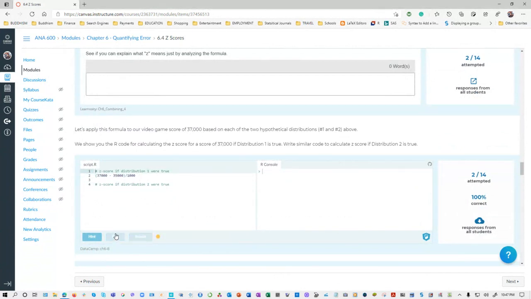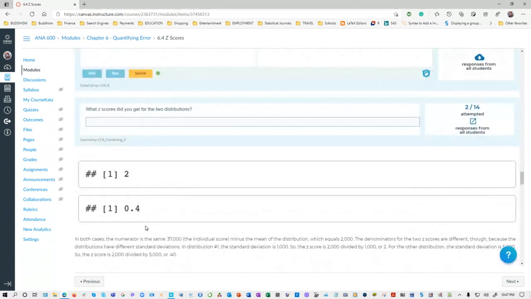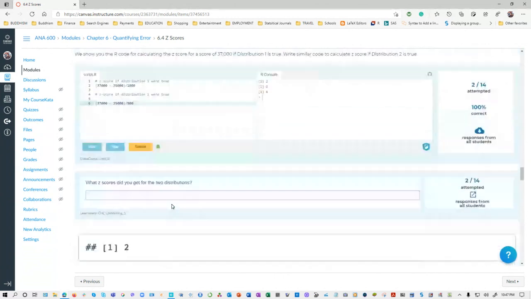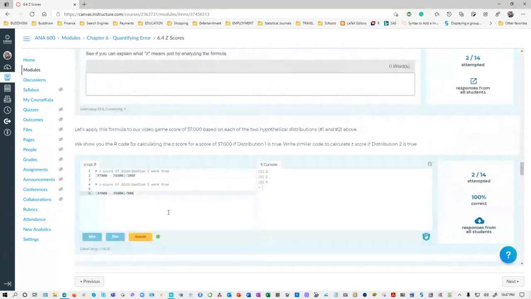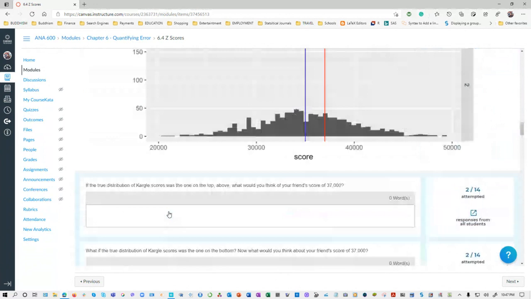distribution. Instead of talking about 37,000, let's see what the C-score of my value 37,000 is relative to that distribution. Then we do the same thing for the second distribution, in which you have a different standard deviation. Is that 500? Oh, the second one.